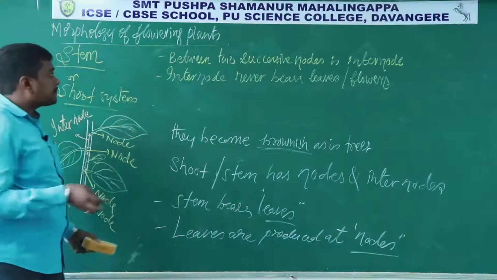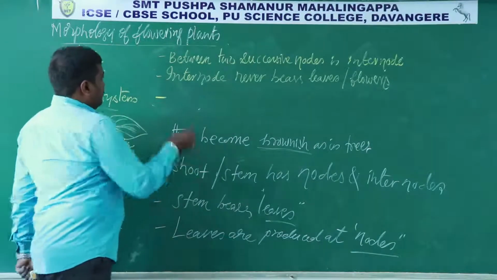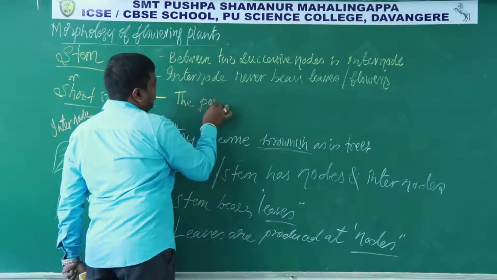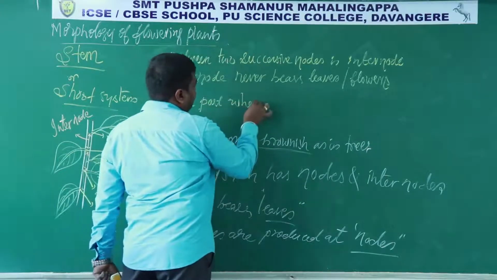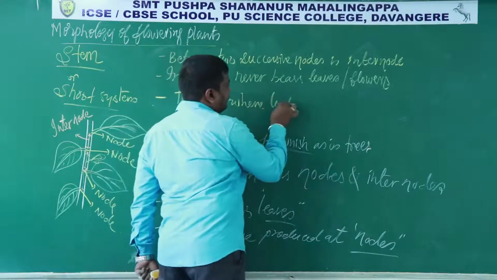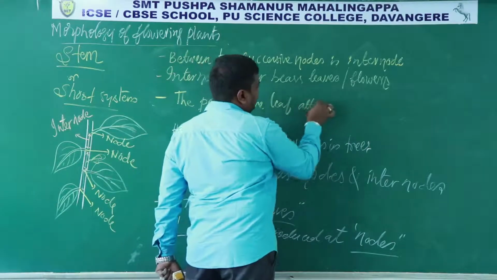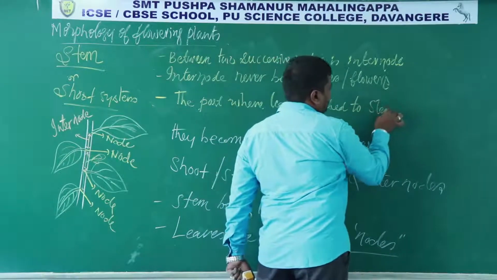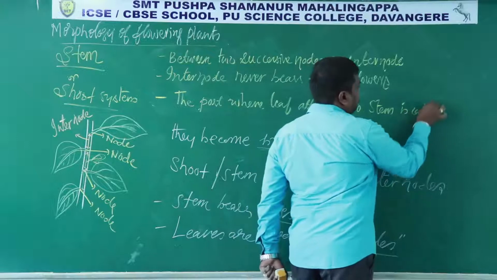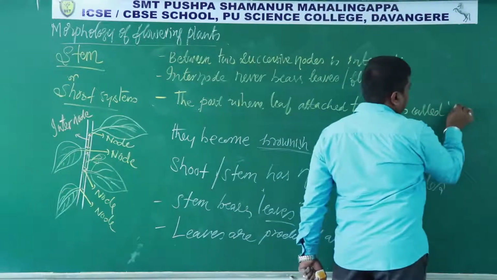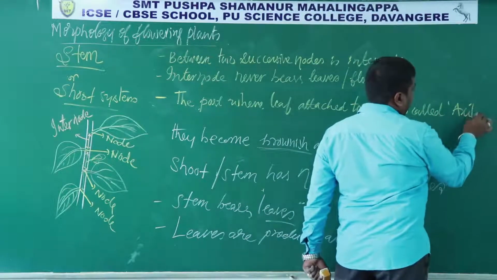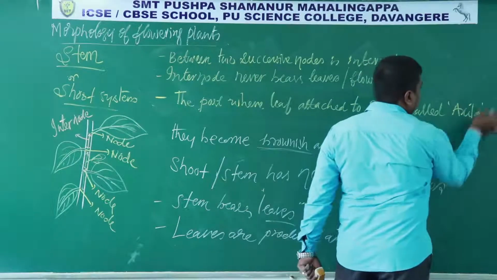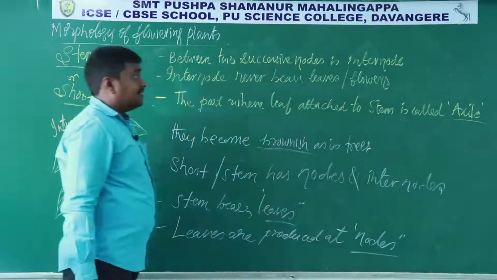Okay, yeah, the part where leaf is attached to stem is called axil of leaf. So it is called axil. Okay, we call it axil.